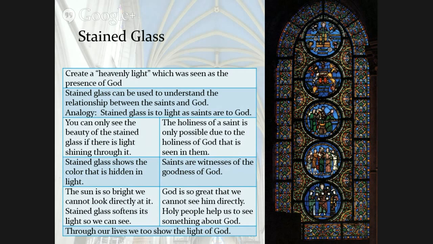Also, if we just go outside and try looking up straight at the sun, we'll go blind because we can't take it in. It's too intense. Instead, light coming through the stained glass softens it, and we're able to look at the light more easily. We can see what's really there. In the same way, we can't see God directly, but instead he shines through those creatures that he's made here on earth. So in that way, we're able to see something about God.